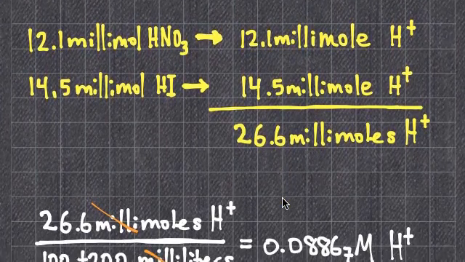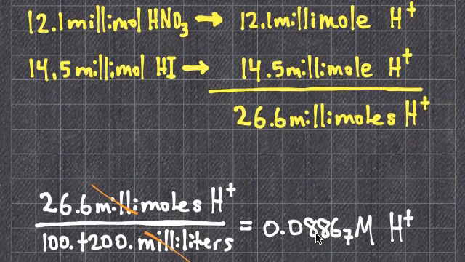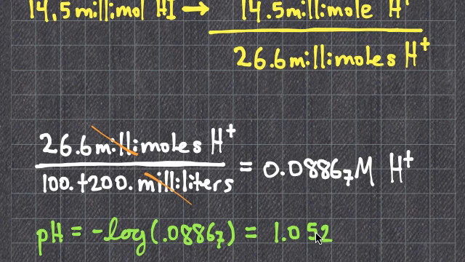Now the volume of that was 100 milliliters of this and 200 milliliters of this. So they kind of water each other down. The total volume is 300 milliliters. The millimole and the milliliter cancel, and I'm left with this molar concentration of hydrogen ions. So all you'd have to do from there is take the negative log of that to find the pH.